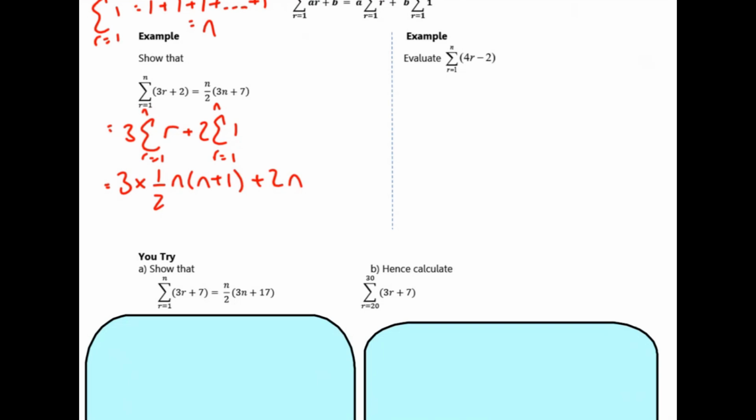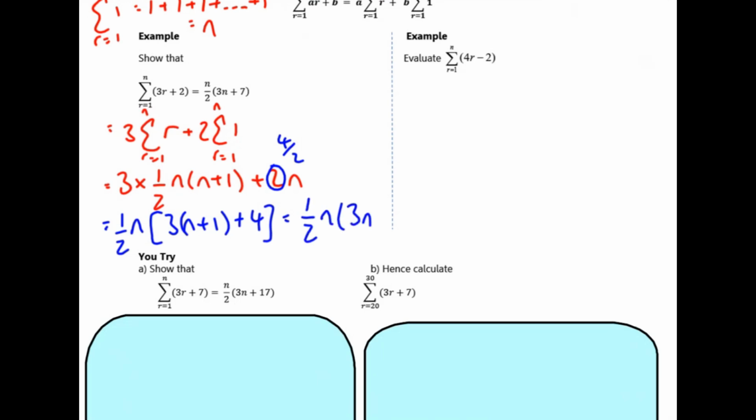Again, I'm going to use my factorizing technique here. What I want to do is write 2 as 4 over 2, and then I can factorize out. They've got a half in common and they've got an n in common. The first term leaves behind the 3 and the n plus 1. From the second term that just leaves behind the 4. Expand that out to 3n plus 3 plus 4, which gives you the 7.